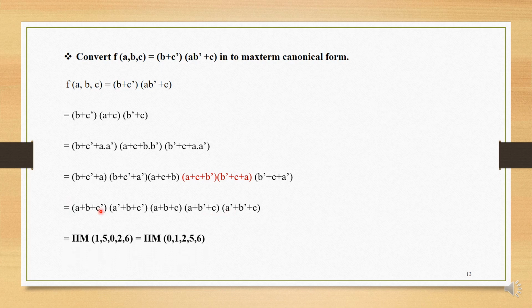Now we can write this Maxterm canonical form in terms of decimal notation. You know that while writing a Maxterm, uncomplemented variable here will be considered as 0, and complemented variable will be considered as 1. Therefore, we arrive at product M of 0, 1, 2, 5, 6.